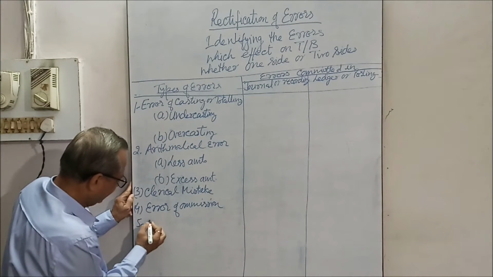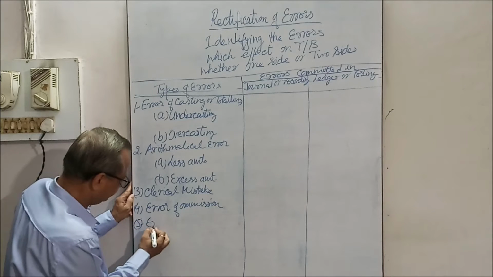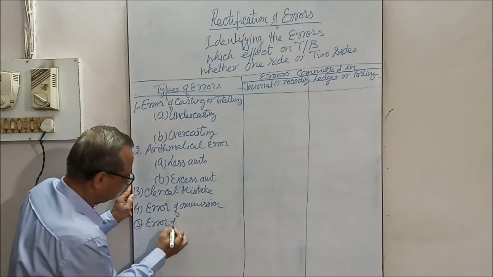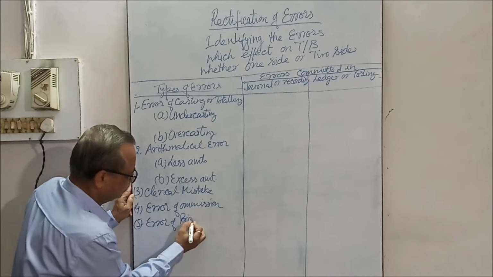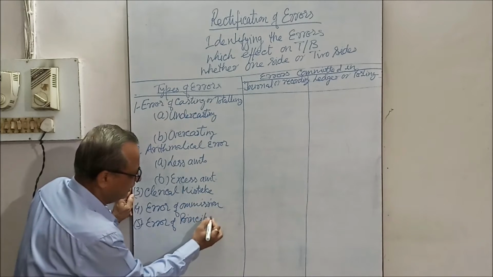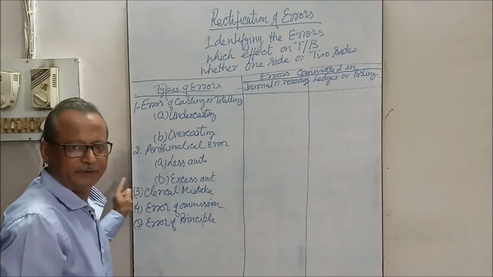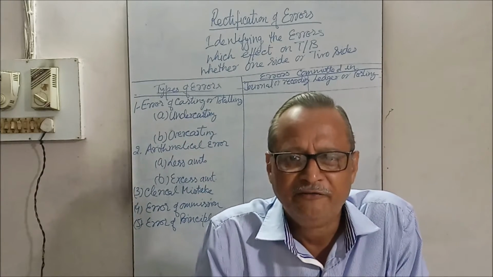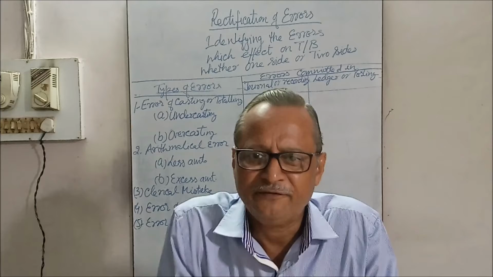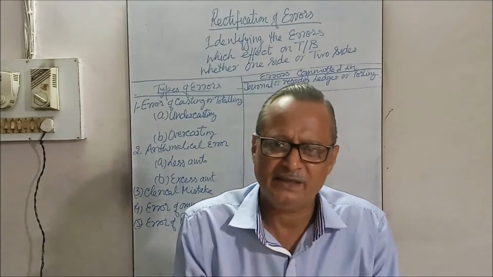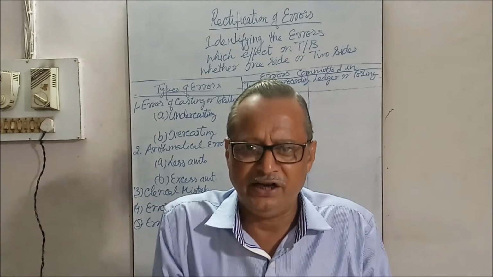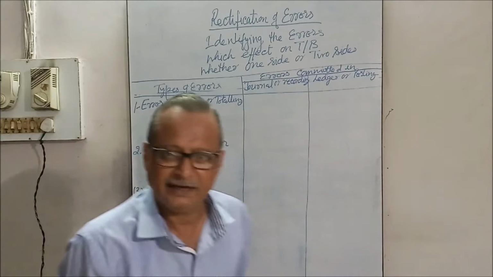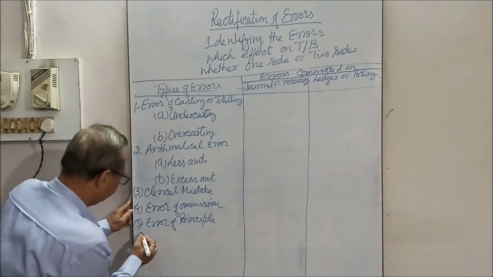Fifth, error of principle. I have already explained it. What is the principle? Error of principle is when the accountant or the cash accountant failed to identify, or was confused to identify, whether the expense or income is of capital nature or revenue nature. That is called error of principle.